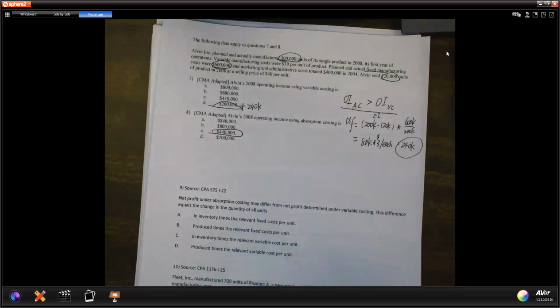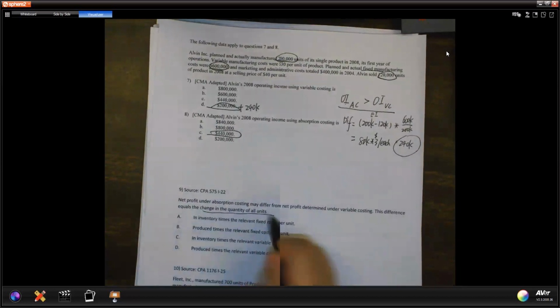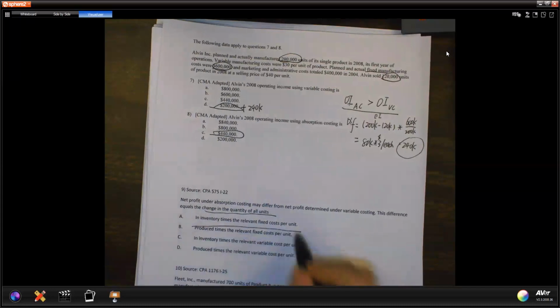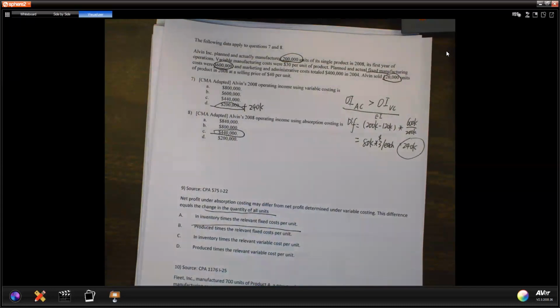Okay, question 9, we said the difference between those two methods is your ending inventory times your allocated fixed manufacturing cost, right? So it's the change of your inventory. Like you produced 10, you sold 8, so the change is 2 ending inventory times your allocated fixed manufacturing cost.